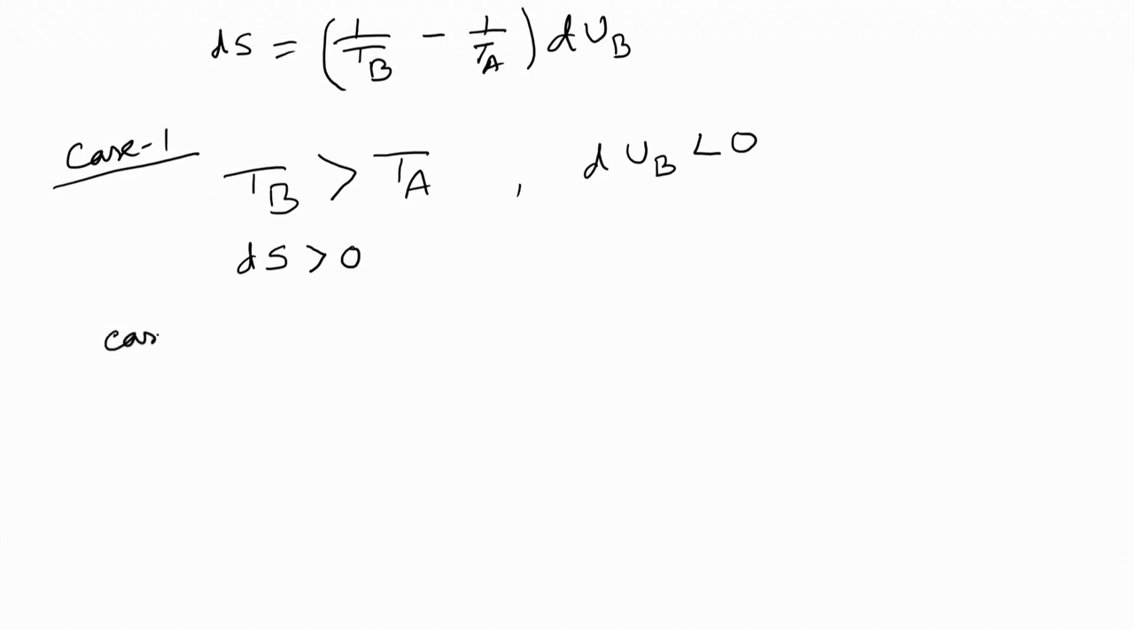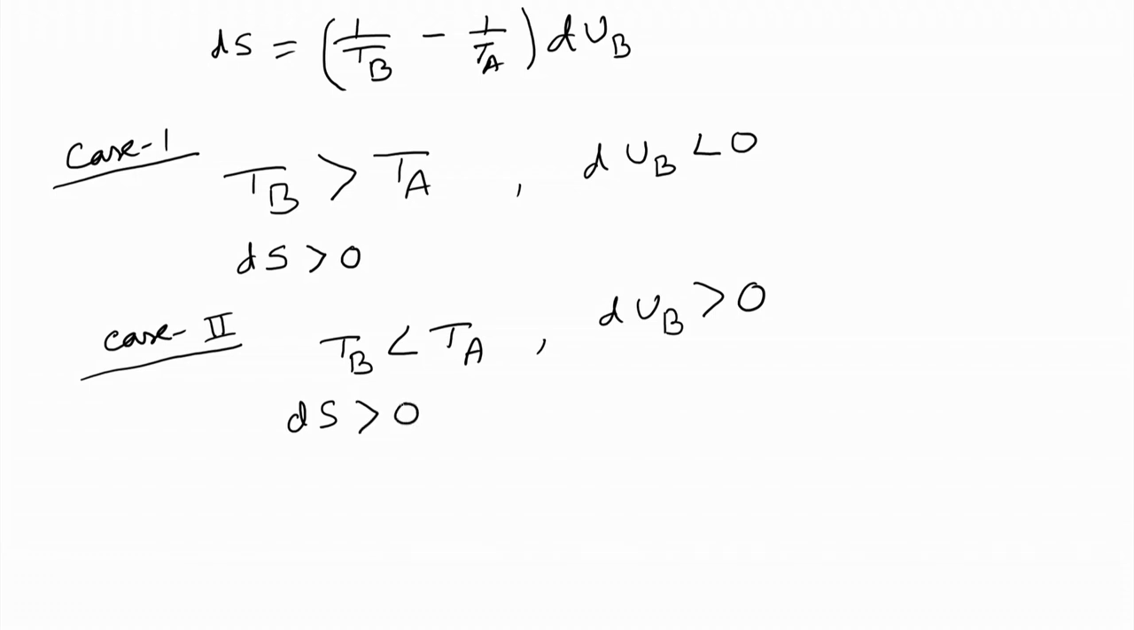Now case 2, TB is less than TA. If the temperature of compartment B is lower than the temperature of compartment A, in that case dUB is greater than 0. So we get again dS greater than 0. And case 3, TB equals TA, and in this case dS is 0.